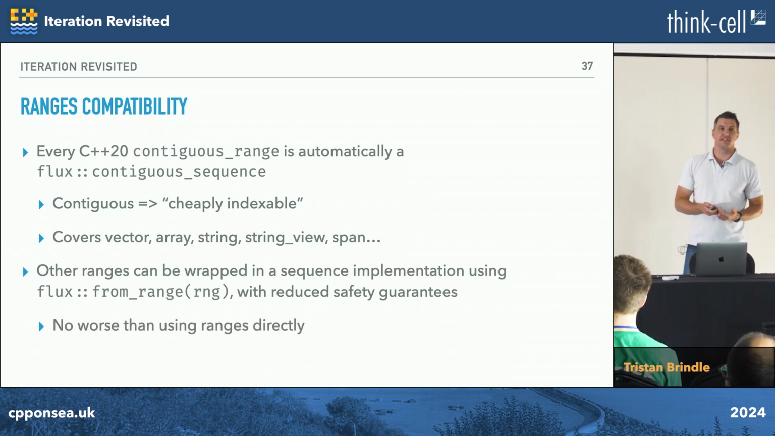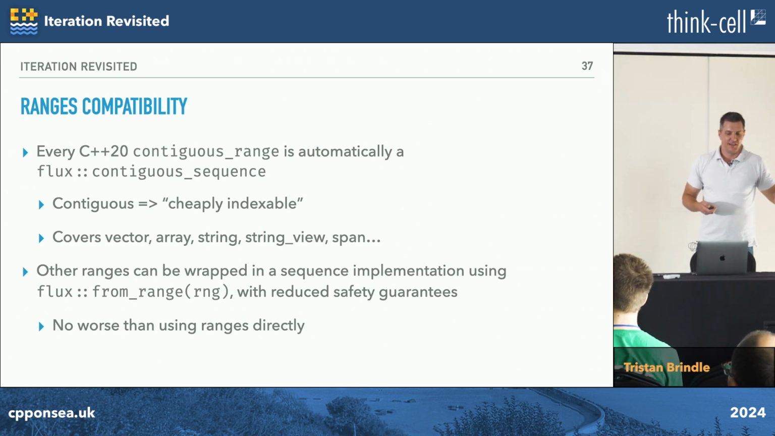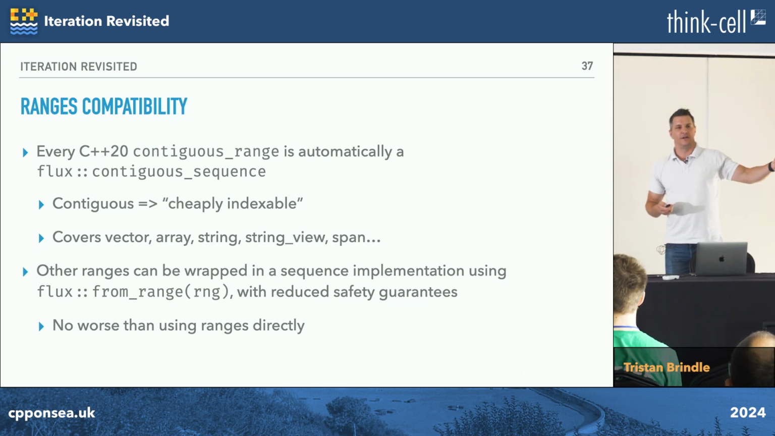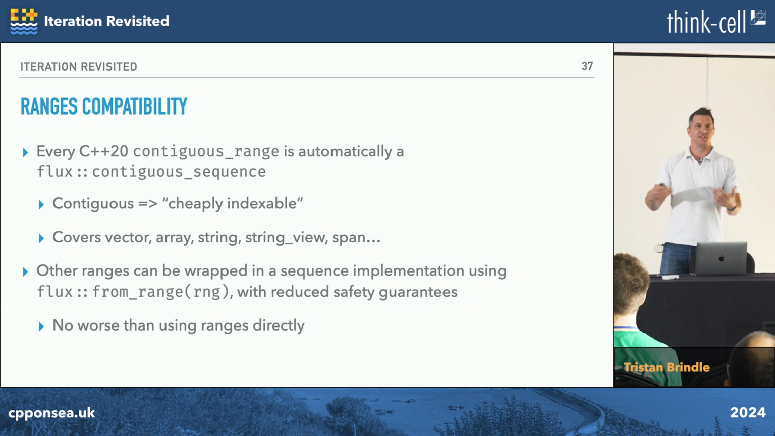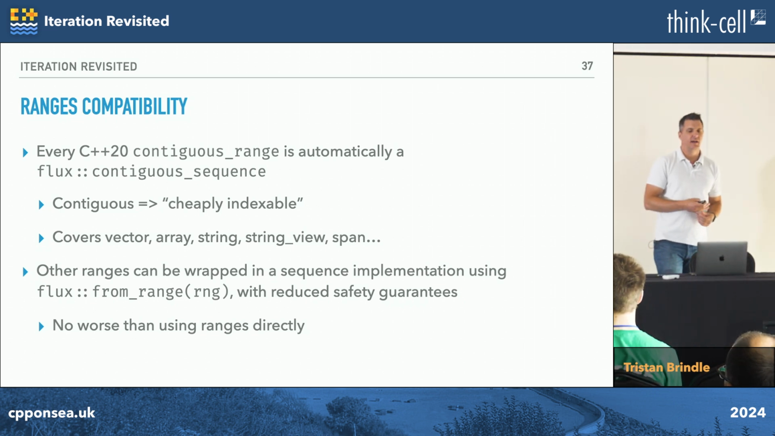So it's no worse than using ranges directly. In fact, it's the equivalent, because we're just calling the underlying iterator operations. But it's just something to be aware of. It's a compatibility measure. It's pragmatic, because I want people to have an easy way of moving to Flux. So it's a compatibility thing.